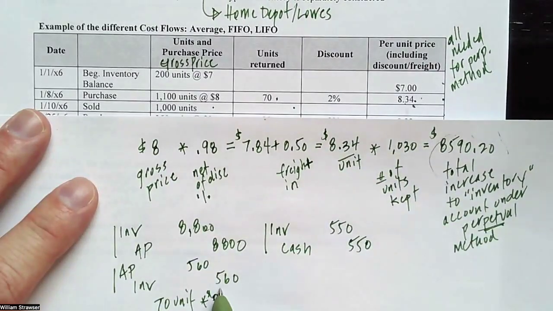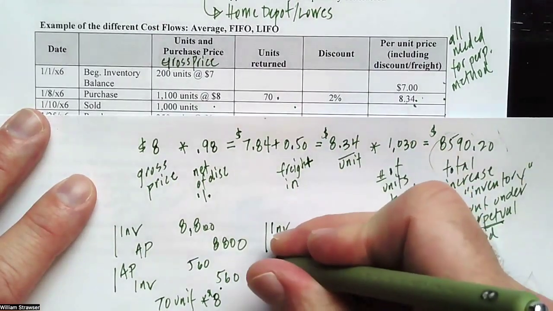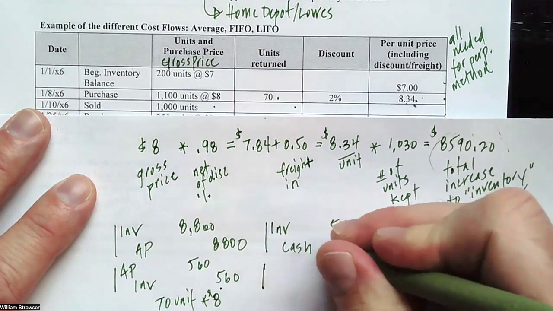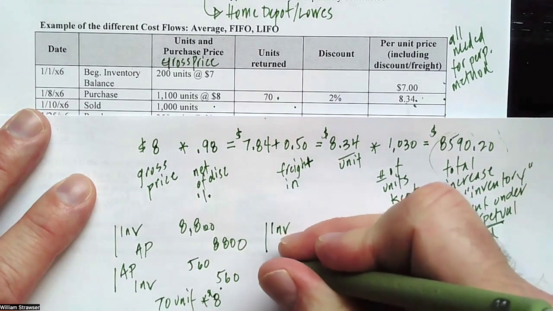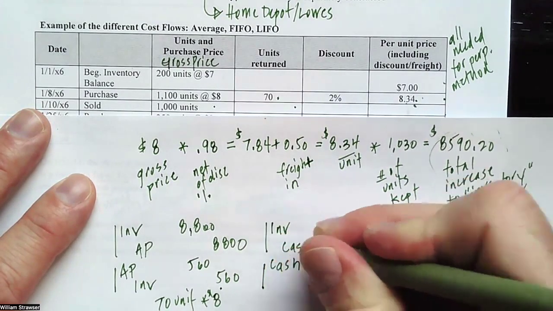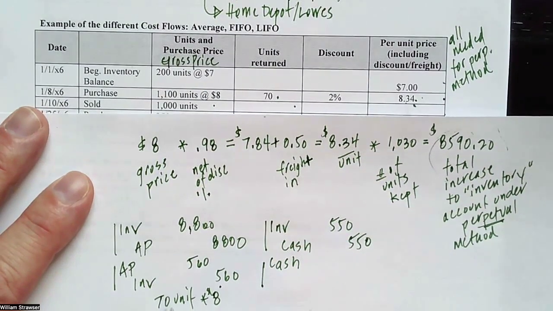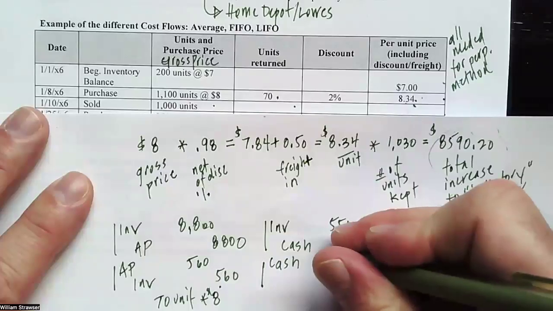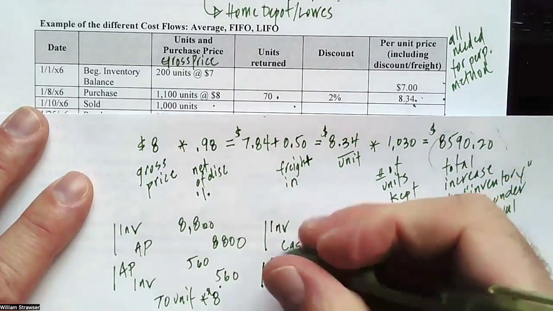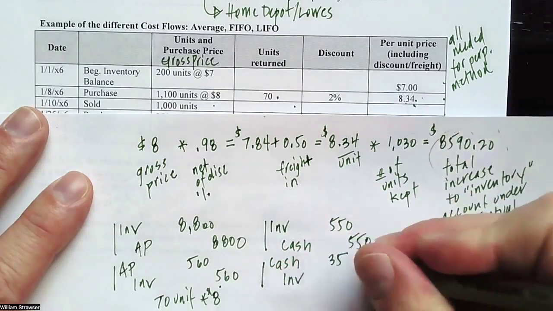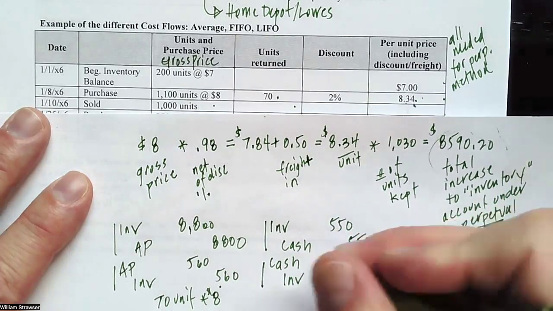Now we made this return. Well, we get reimbursed that freight. And so we're going to get reimbursed the cash for the 70 units that I returned. And at 50 cents per, that's $35. And my inventory goes down 35.